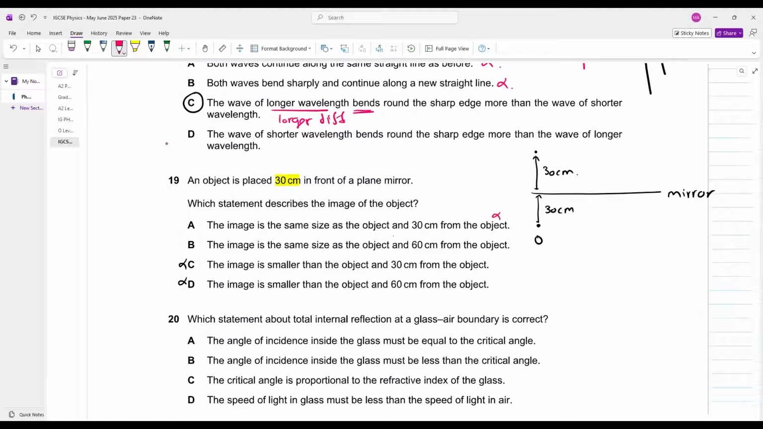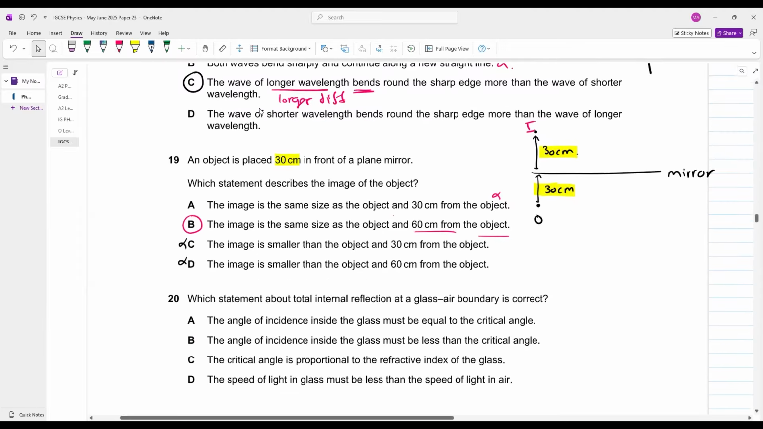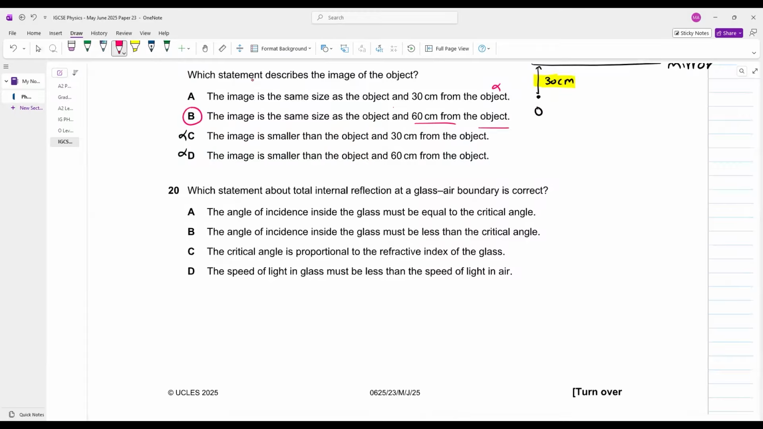No, that's incorrect. The image is the same size and 60 centimeter from the object. That's correct. 30 ये हो गया, 30 ये हो गया. So your image is 60 centimeters from the object. 30 plus 30 is 60. The image is the same size and 60 centimeter from the object. B is your answer. Let's move on to question 20.